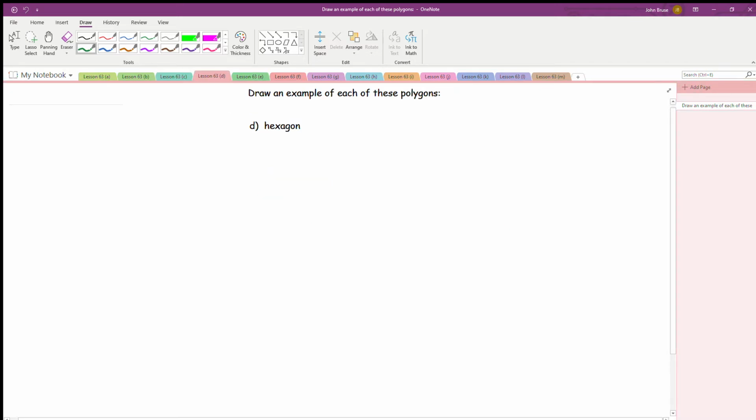A hexagon is a six-sided shape, so we're going to go 1, 2, 3, 4, 5, 6. We'll try to make that connect there. And we'll pretend that this one is a regular hexagon. All the sides are equal. And we could do one that's not all equal. There's 1, 2, 3, 4, 5, 6. So that's an irregular hexagon.